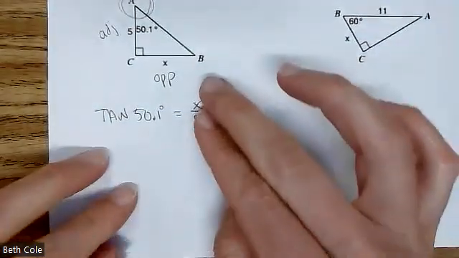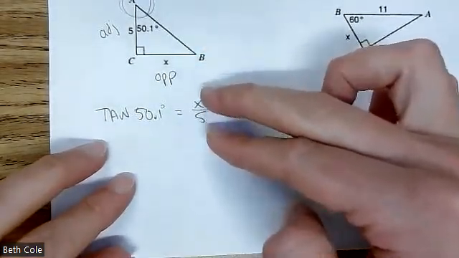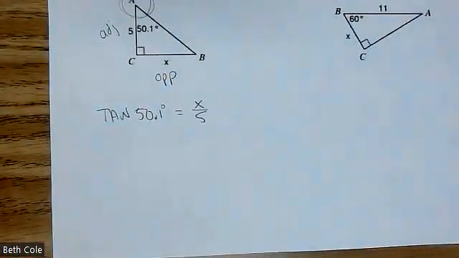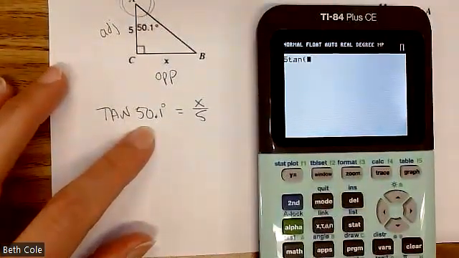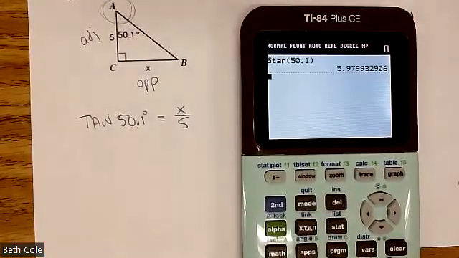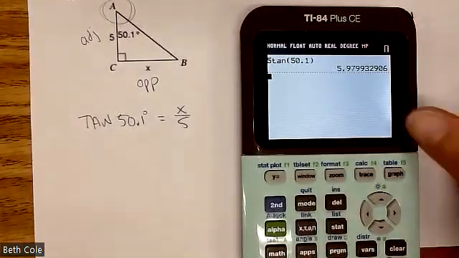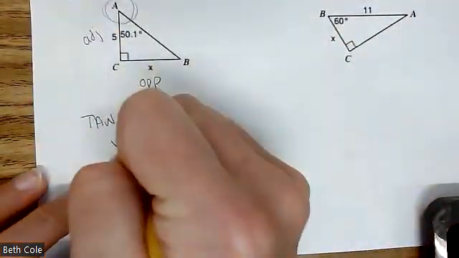Good. What if, just a what if question, what if it was the other way around? What if this was 5 over x? Then how would you type it? 5 divided by tangent, blah, blah, blah. Okay, good. All right, so, but we are going to type 5 times tangent 50.1. Good. First 3 that you see, don't worry about rounding those. Just the first 3 that you see, 5.979.